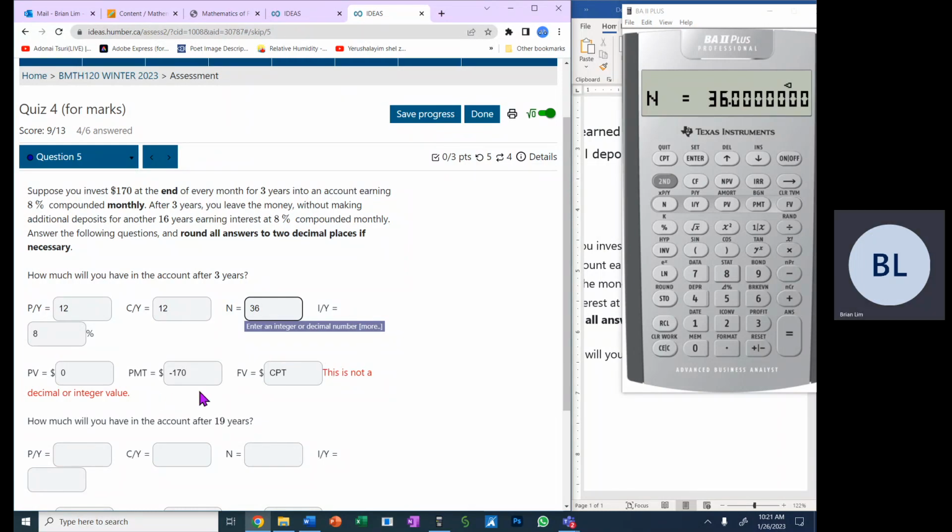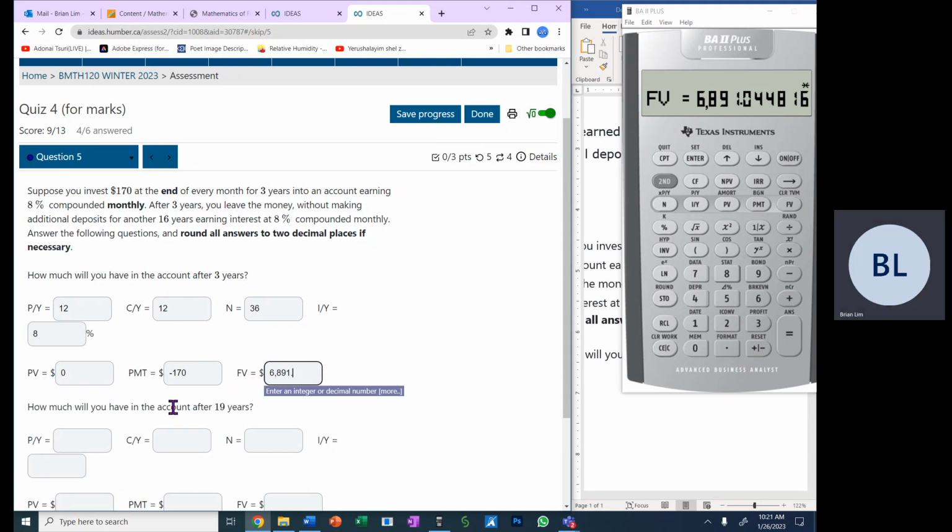So we have all the numbers we need. Did I enter, no, I don't know if I've entered the I/Y. Let's enter that number now. The present value is 0. Payment is 170, so 170, plus/minus, payment. And then we compute the future value. That future value works out to be 6,891.04.